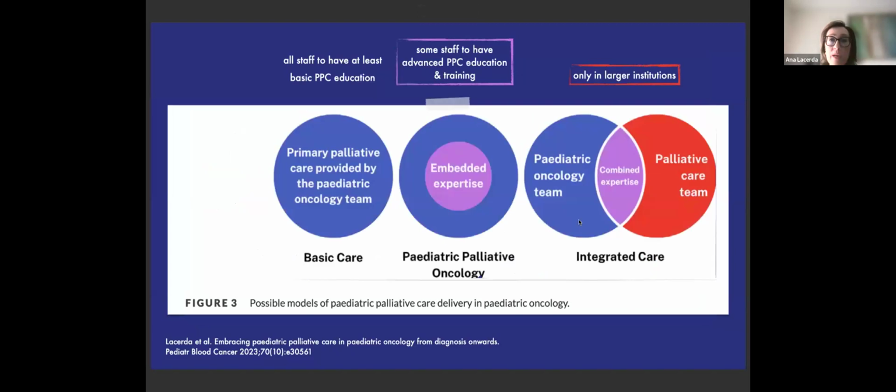And also we must recognize that, as Georgia said, there's not one size fits all. So there can be different models of delivering and integrating palliative care, from the basic care model where staff need to have at least basic pediatric palliative care education, or we can have an embedded expertise model where you have some of the professionals with advanced education and training, or you can have two teams which are separate, but they work together in a combined expertise model of integrated care. And this is, of course, possible only in larger institutions.